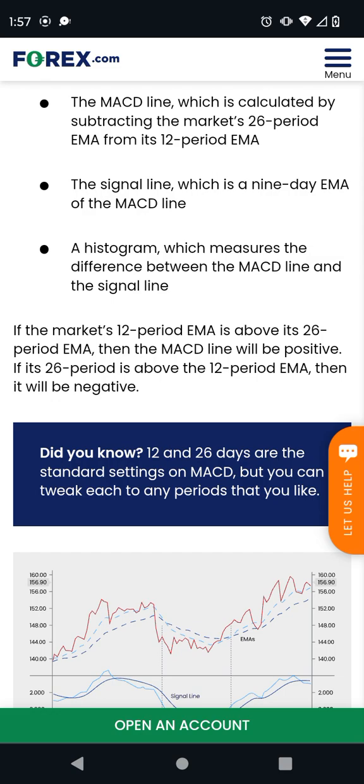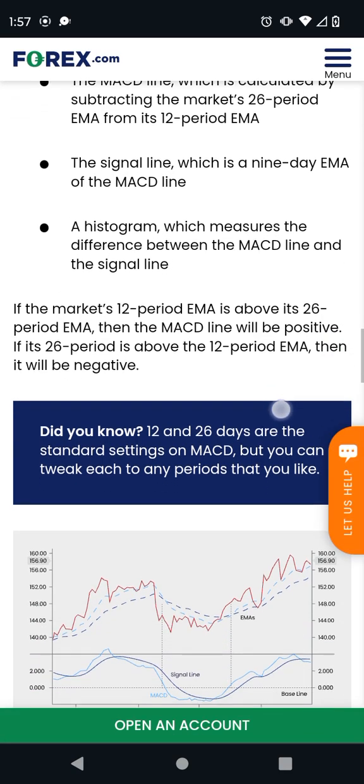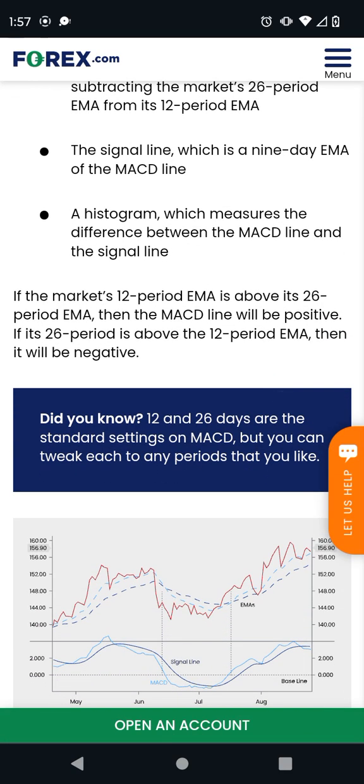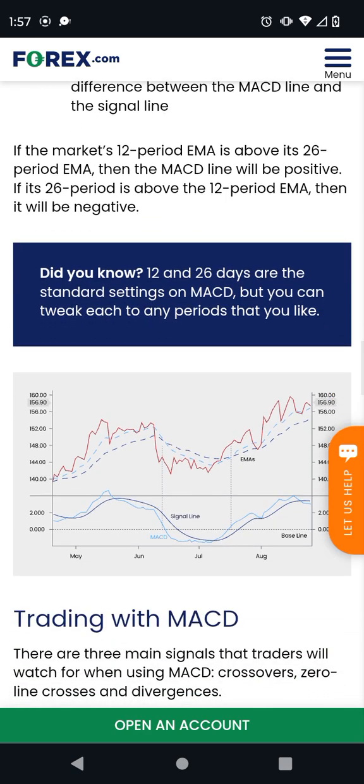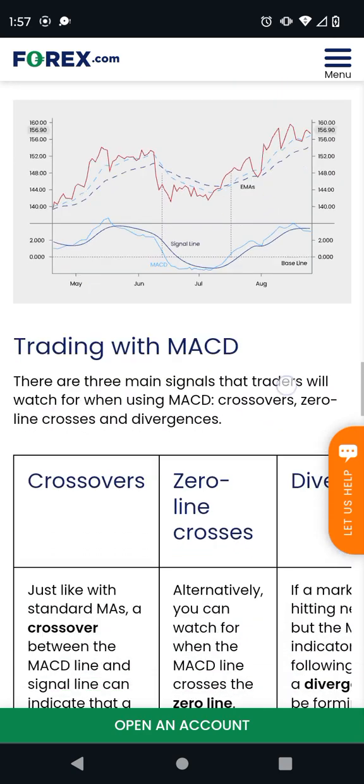So, the signal line, which is a 9-day EMA of the MACD line. A histogram, which measures the difference between the MACD line and the signal line. If the market's 12-period EMA, we're going to skip that.